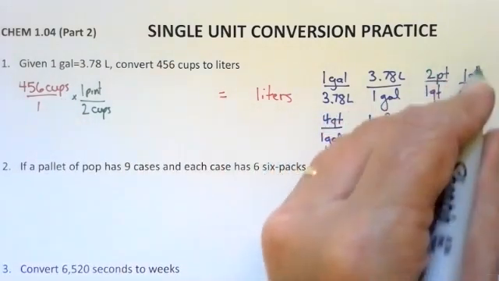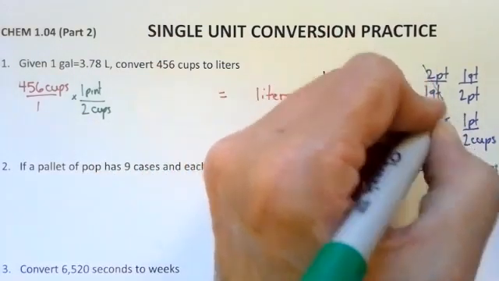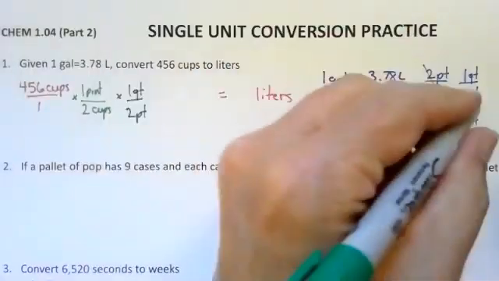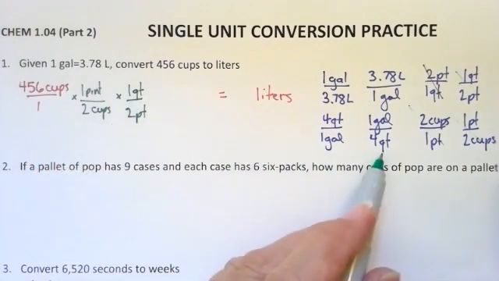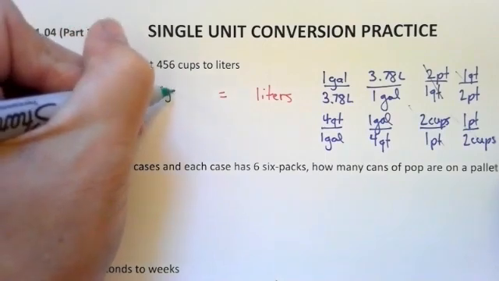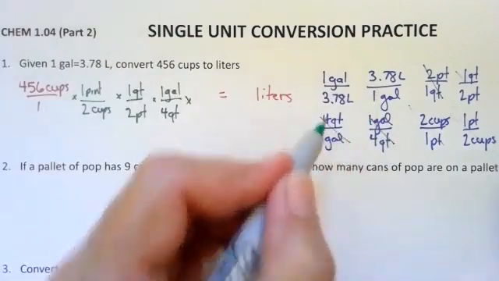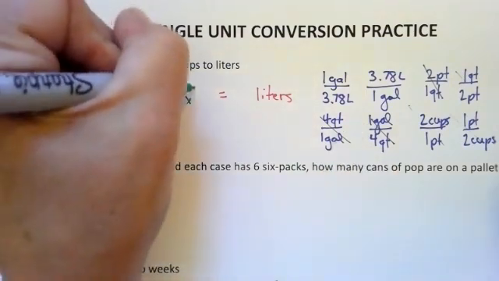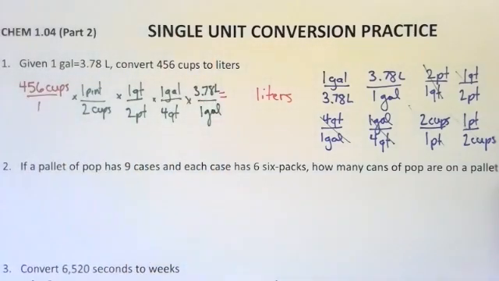So here I've got a pint and quart. And you'll notice I'm going smaller to larger, so I'm not going to use that one. I'm going to use 1 quart is 2 pints. All right, I'm getting closer. Now I have quarts on the top, so here I've got quarts on the bottom. 1 gallon is 4 quarts. And that just leaves me with my gallons to liters. So I have gallons on the top, so I want gallons on the bottom. So I inserted my conversion factors.